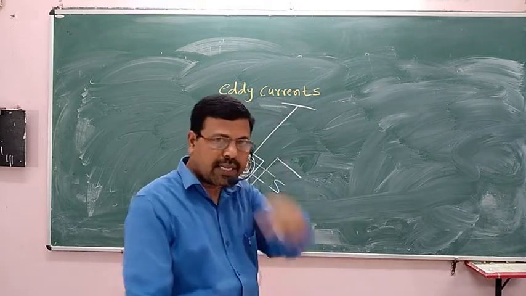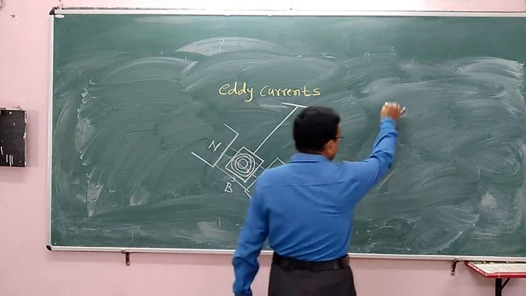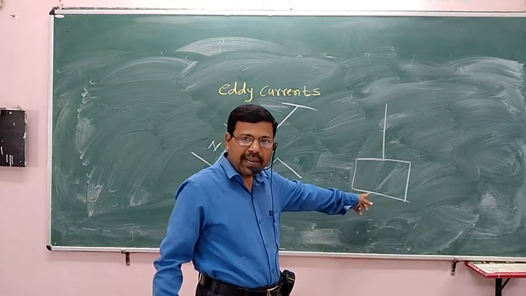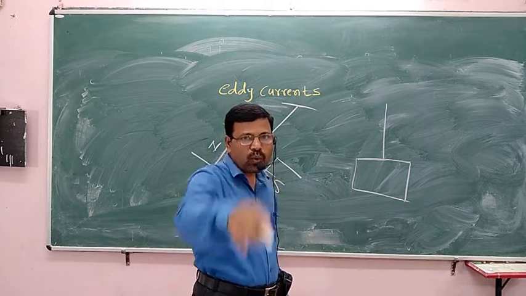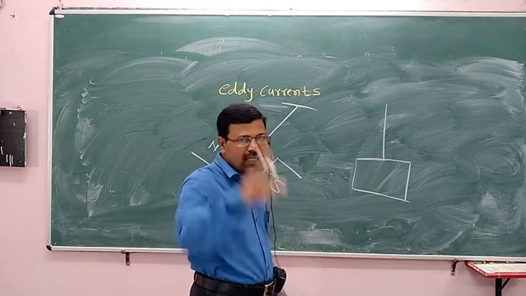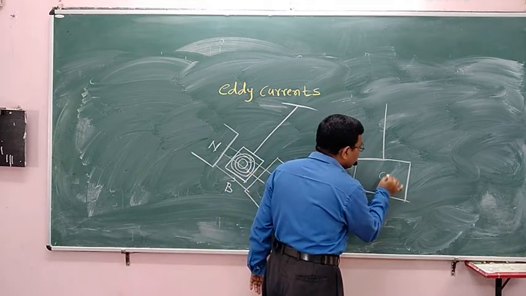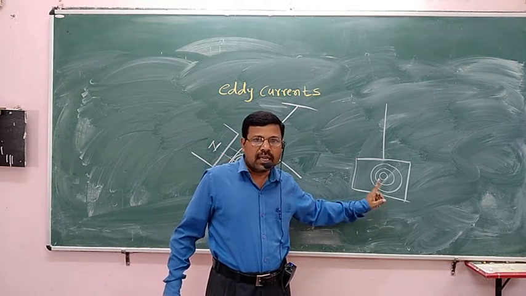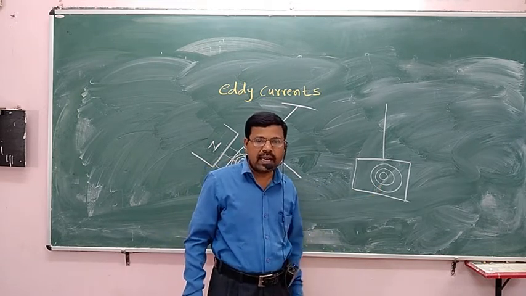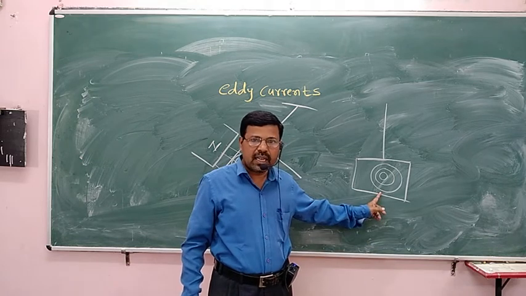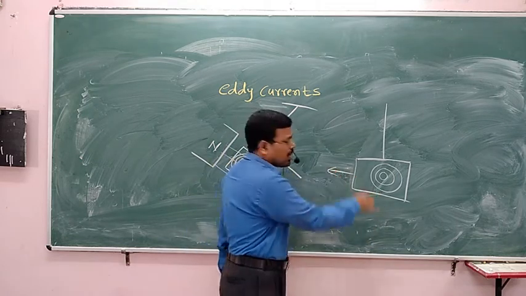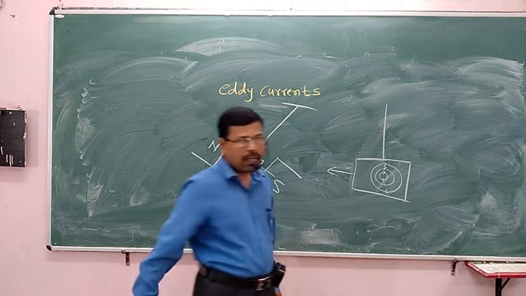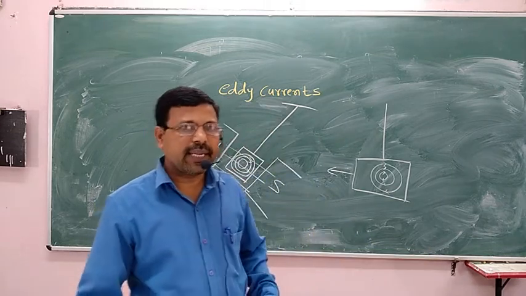Okay, so what are eddy currents? Whenever a metallic conductor undergoes change in magnetic flux continuously, in the body of the metallic plate some circulating currents are produced. These circulating currents are known as eddy currents, and these eddy currents oppose the motion of the conductor. Okay, so this completes eddy currents.